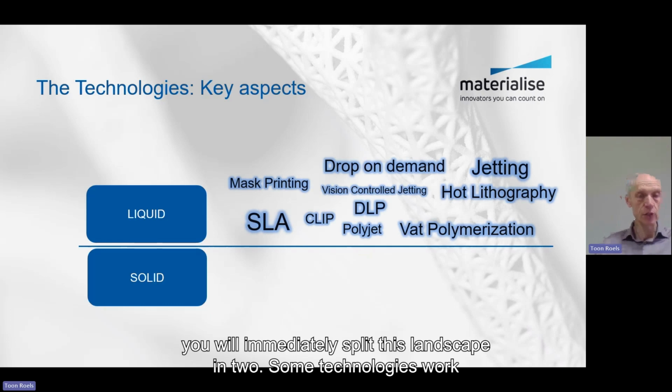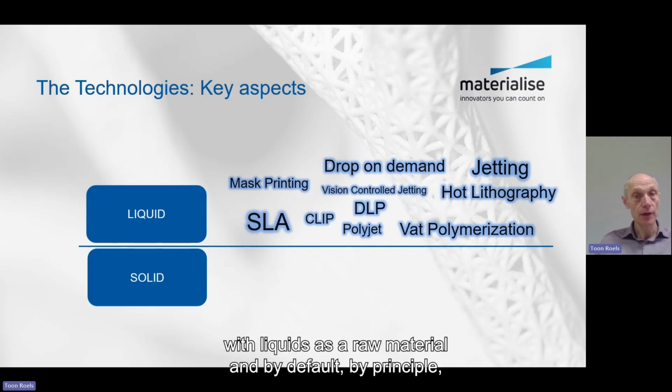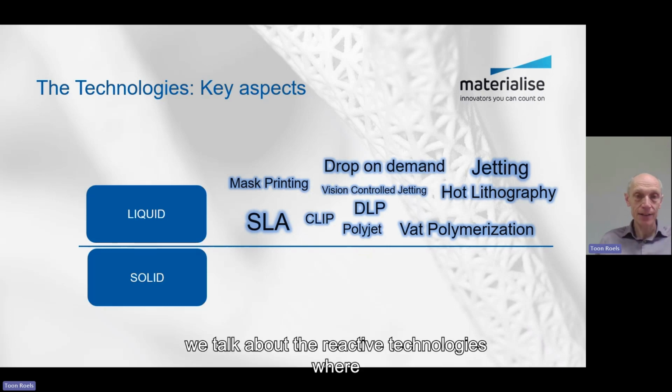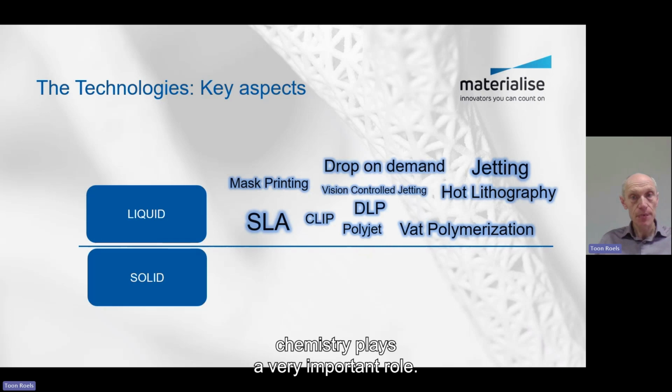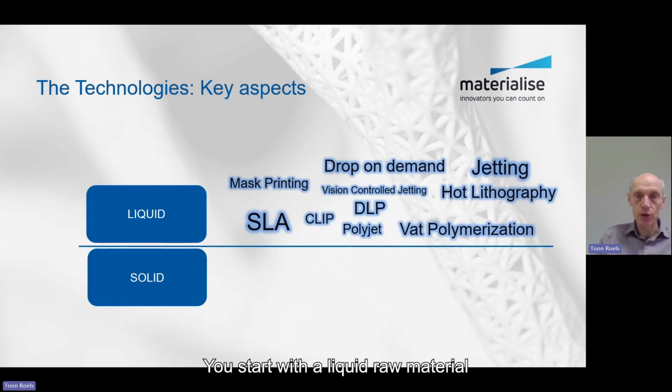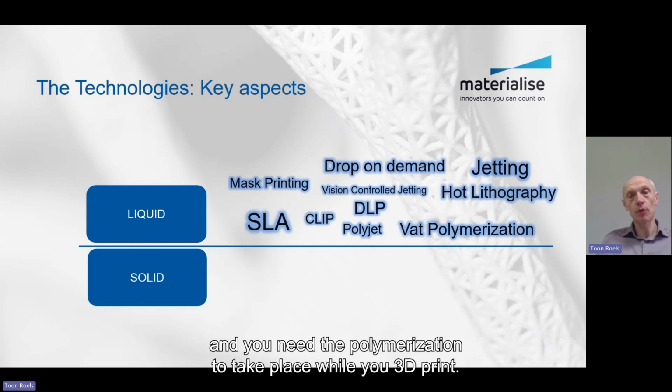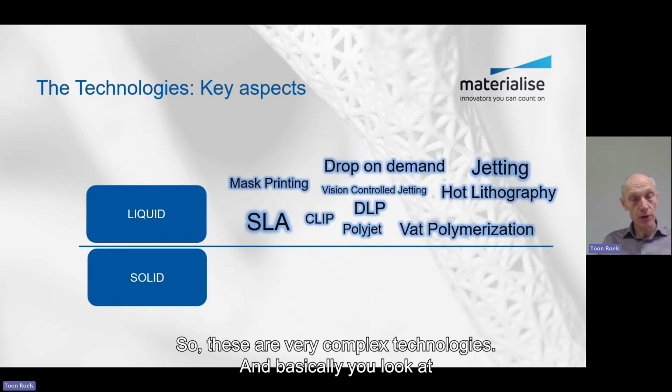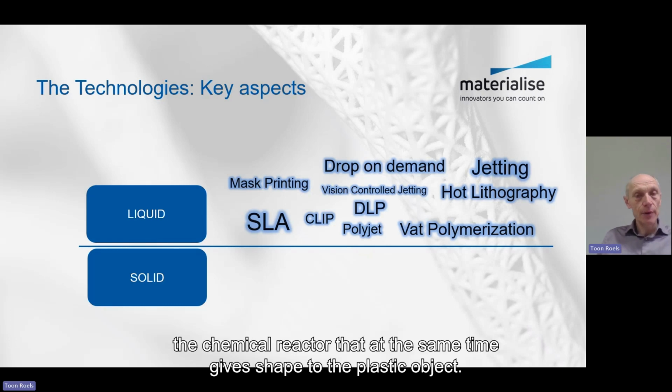Some technologies work with liquids as a raw material, and by default, by principle, we talk about the reactive technologies where chemistry plays a very important role. You start with a liquid raw material and you need the polymerization to take place while you 3D print. So these are very complex technologies. And basically, you look at a chemical reactor that at the same time gives shape to the plastic object.